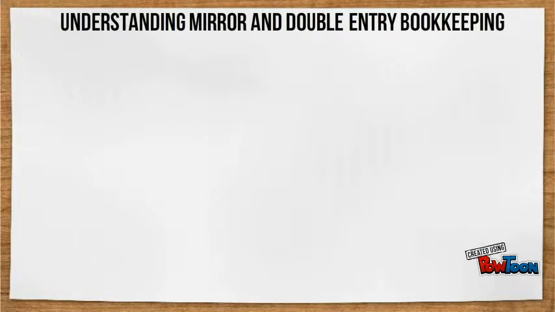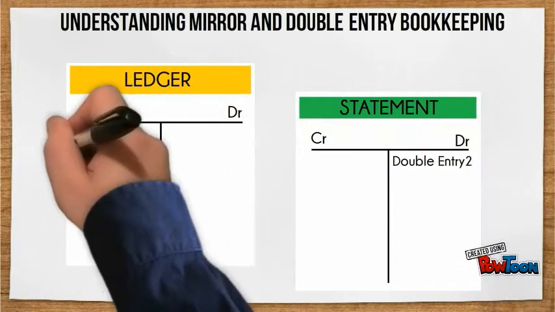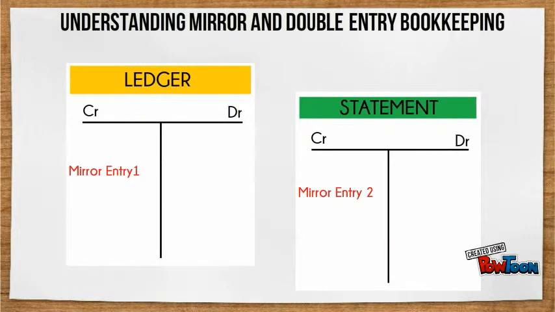Let's go through a simple explanation of mirror and double entries. To illustrate, let's take a look at two books of account and how to understand how entries end up posted there. Let's begin by getting to know our three friends.